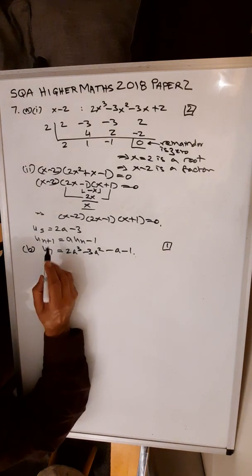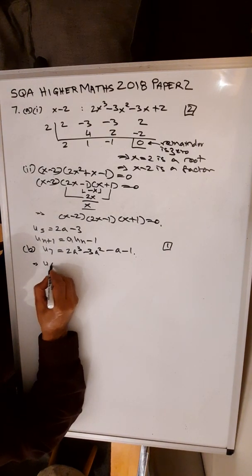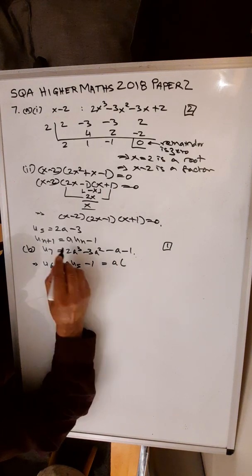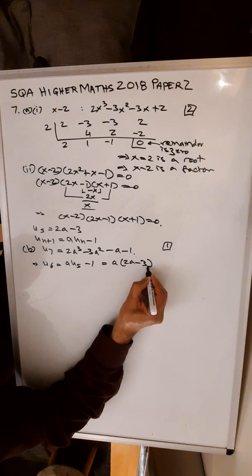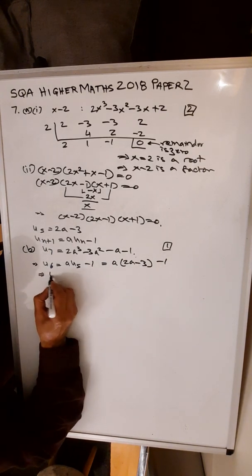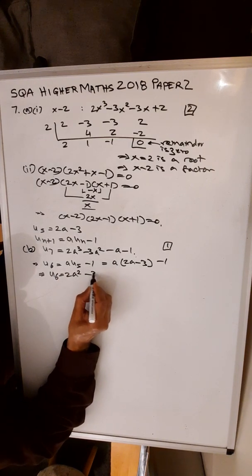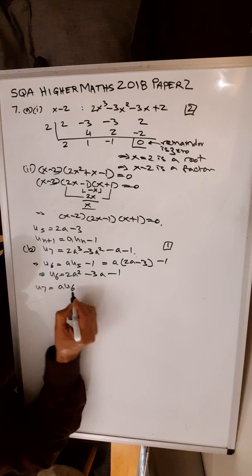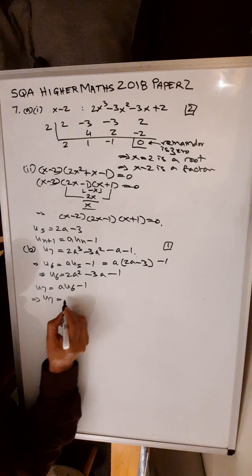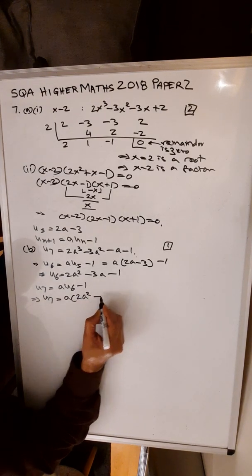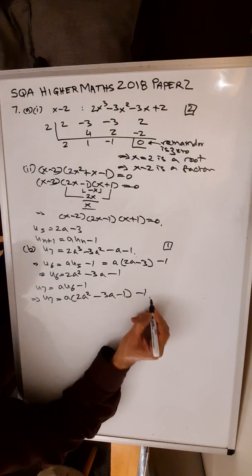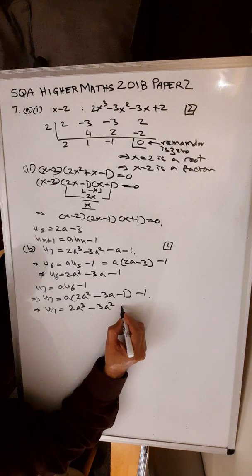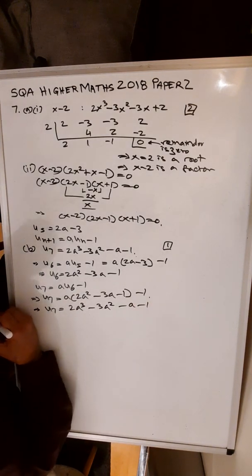Okay, so this is u5. That means that u6 would be a times u5 minus 1, which would be a times 2a minus 3, minus 1, which means that u6 is 2a squared minus 3a minus 1. u7 is a times u6 minus 1, which means that u7 is a times 2a squared minus 3a minus 1, minus 1, which means that u7 is 2a cubed minus 3a squared minus a minus 1 as required. So that was just for 1 mark.